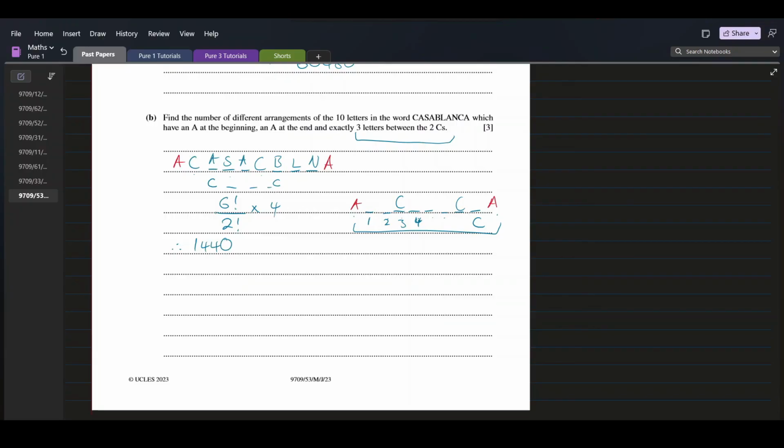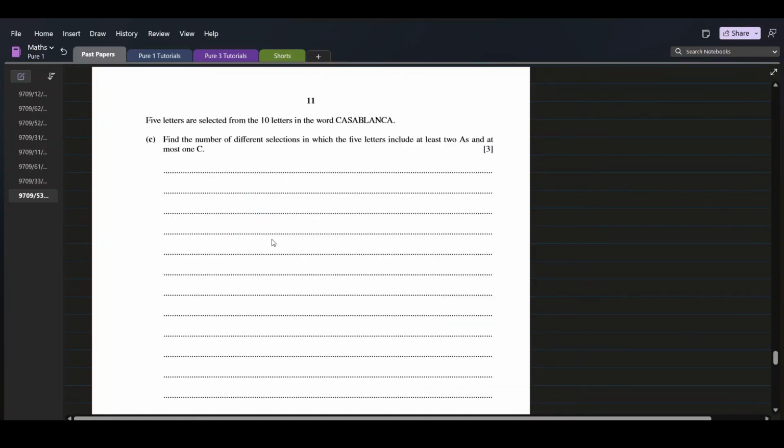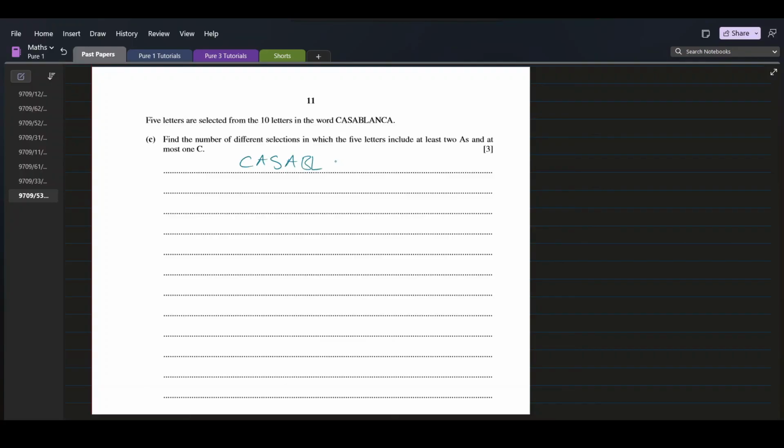5 letters are selected from the 10 letters in the word Casablanca. Part C. Find the number of different selections in which the 5 letters include at least 2 A's and at most 1 C. So we've got our word Casablanca, and what we want is at least 2 A's.